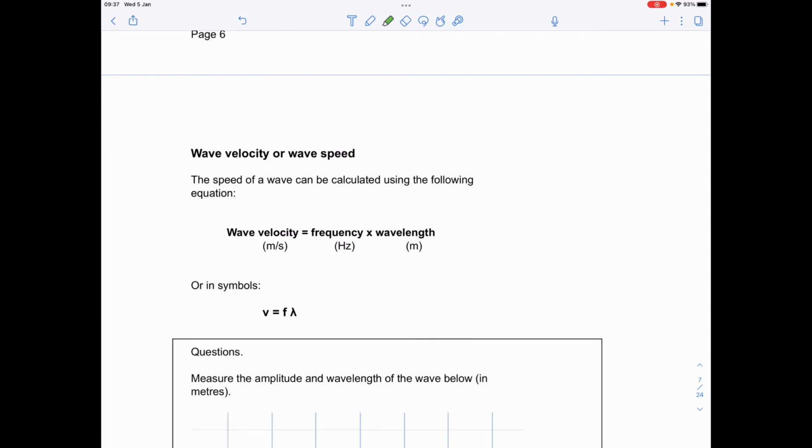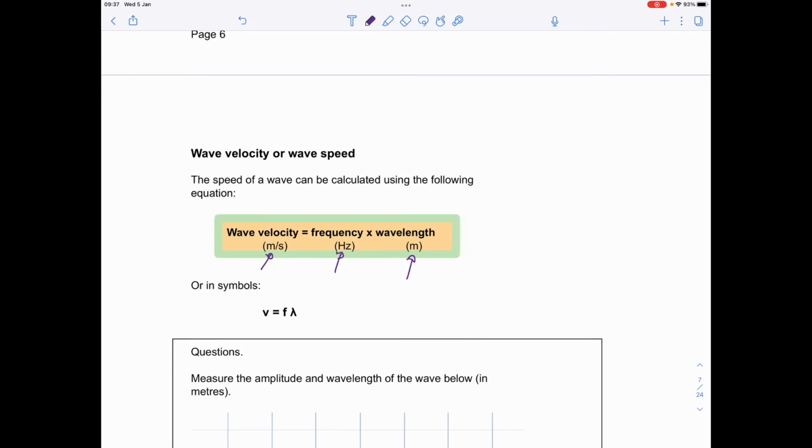and the wave velocity is calculated by using an equation. It can be calculated this way, and this is often the way we do it. So the wave velocity or the speed is equal to the frequency, that's the number of oscillations per second, multiplied by the wavelength. Frequency times wavelength. And in terms of units, velocity is in its usual units of meters per second when the frequency is measured in hertz and the wavelength is measured in meters.